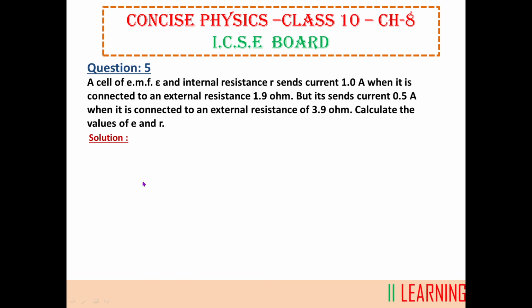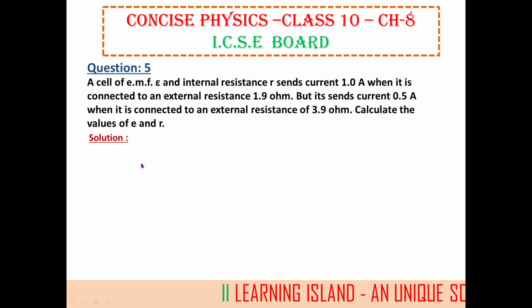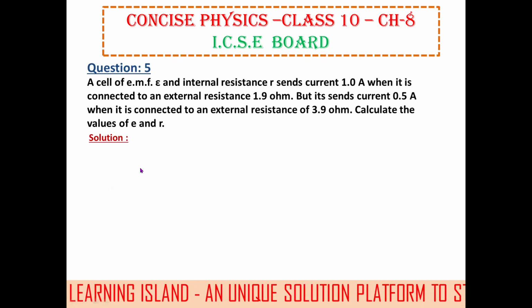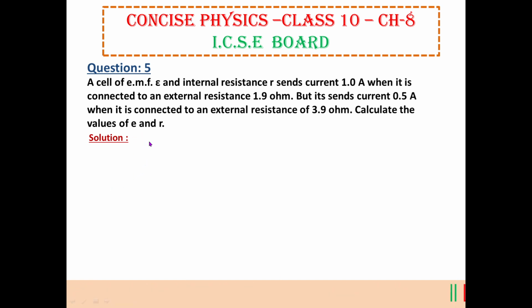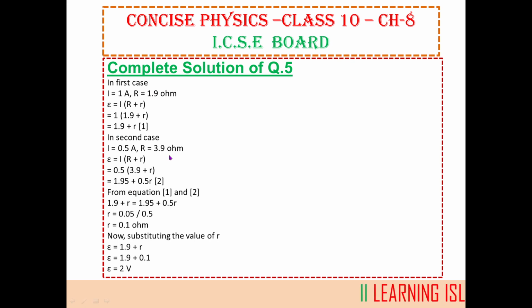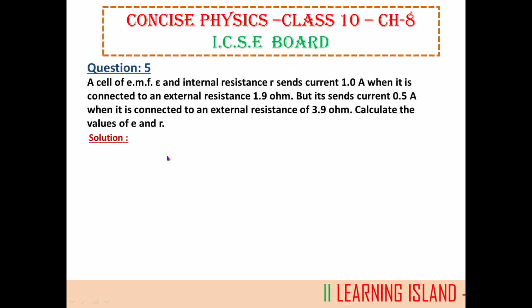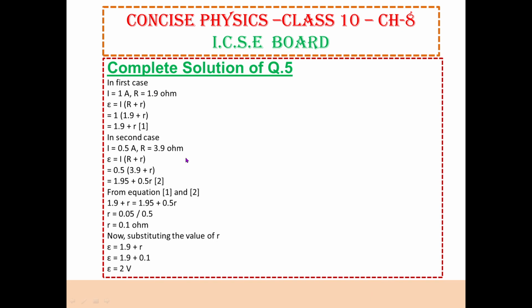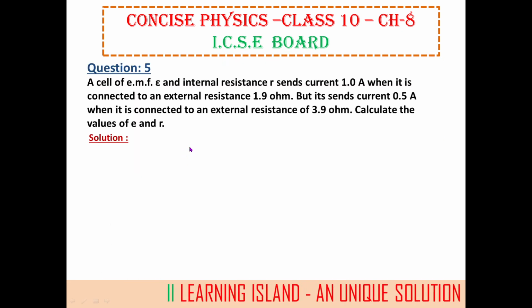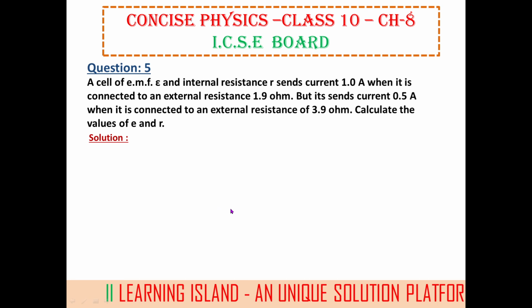So this is question number 5. Again, write down the given data. What is given here? Given data is what? A cell of EMF E, we don't know what is the value. The internal resistance r, also we don't know what is the value.